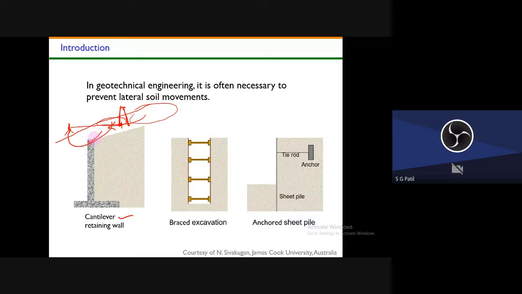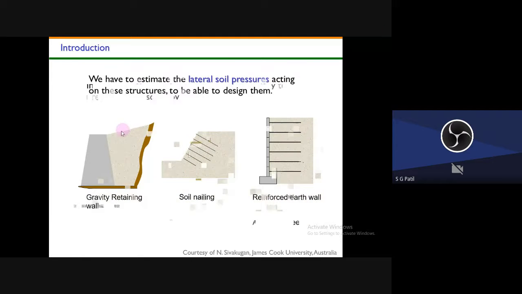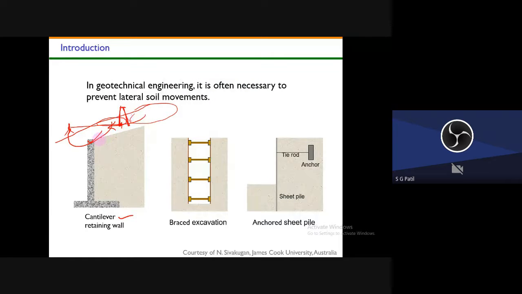If you have traveled on the Pune-Mumbai highway, you may see a lot of these retaining walls. All along the hill, on the upper portion, to avoid soil movement down onto the road, we build these retaining walls. So this is one example of a cantilever retaining wall. Then see this braced excavation. I showed one in my previous example, the Nicoll Highway in Singapore.